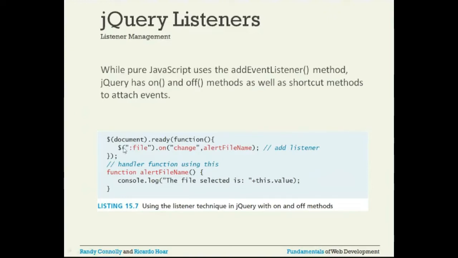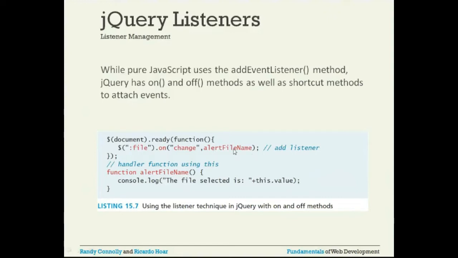This is the example. For example, this is the file element. Everything is inside the ready event. So dollar document dot ready. Then we have the function, and inside the function we have dollar colon file. It will get the file input element, and to that you are attaching an event. How to do that? You call dot on, and you pass the event you are looking for. You are looking for the change event, and if change happens, you will call this particular function, alert file name.